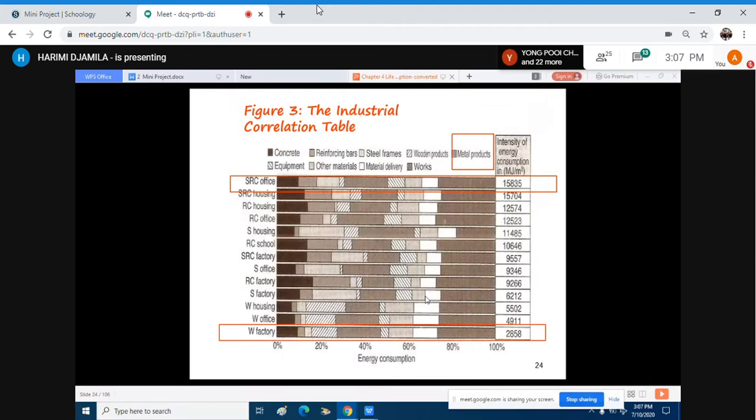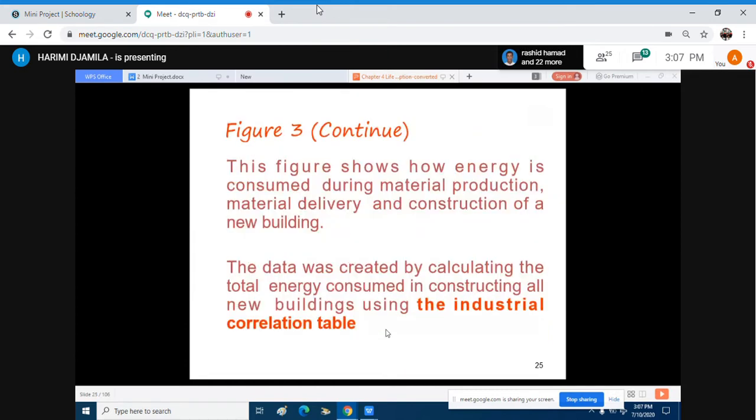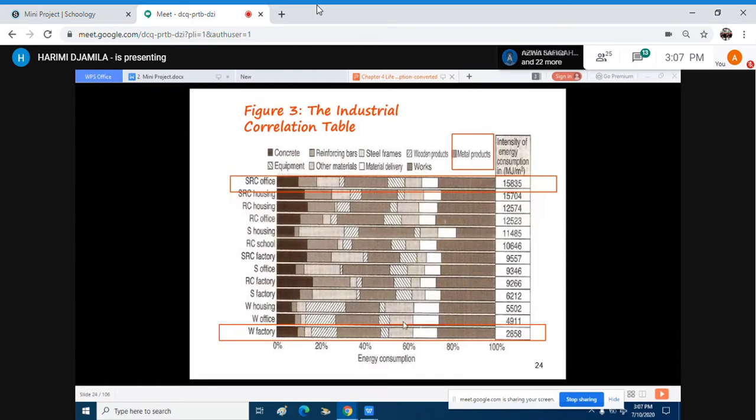Okay, this is an interesting table. It is known as the industrial correlation table. Here you see this one again is from a Japanese study. The energy consumption, you observe here, there are various types of buildings, offices, houses, schools, factories, etc. And they are constructed using various building materials as shown in the slide.